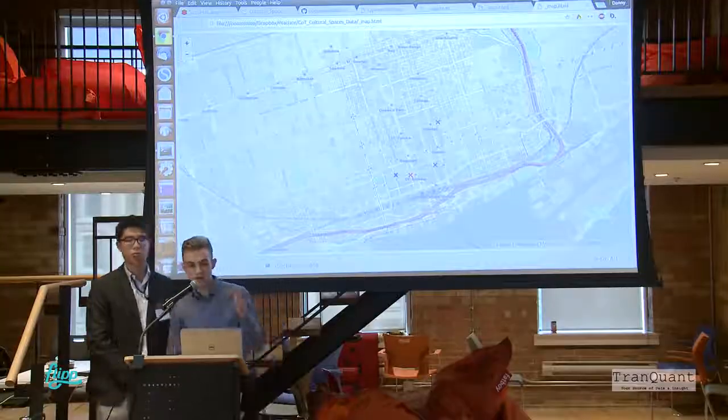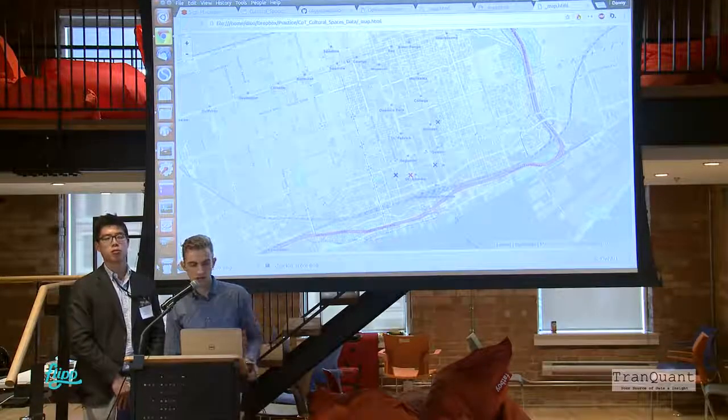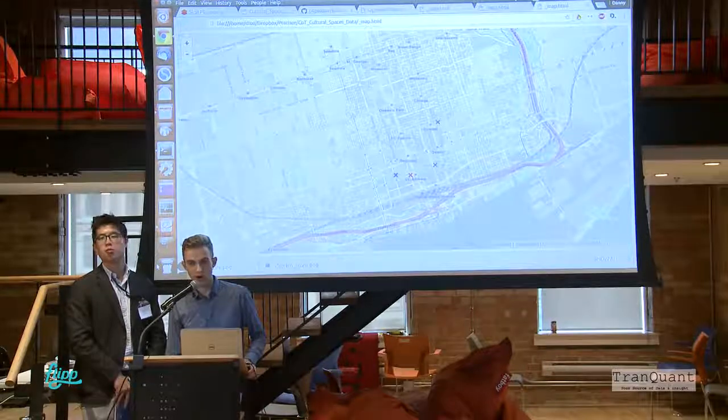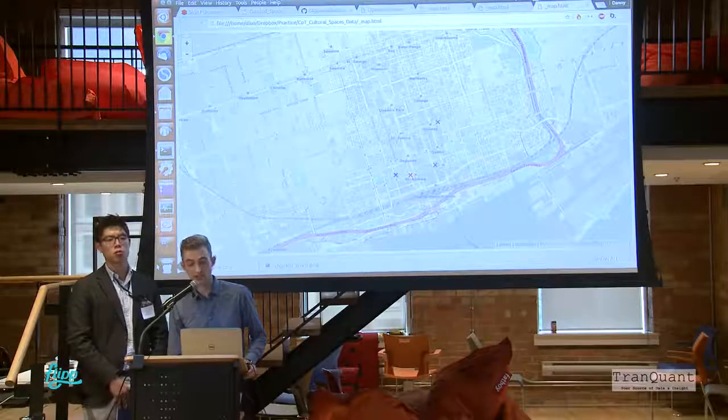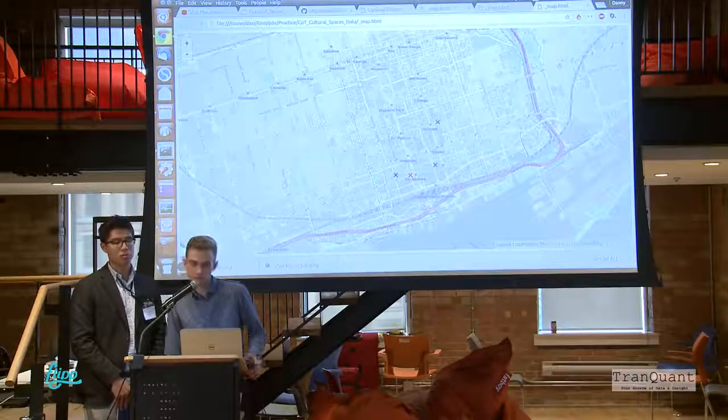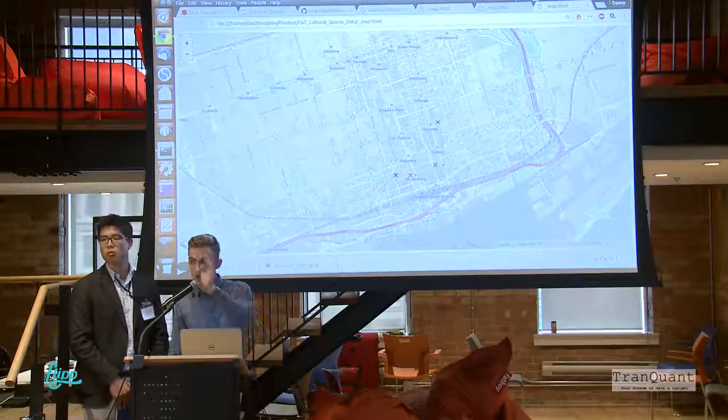Is that only subway or is it bus stops? So it's subways and bus stops. It's all kinds of stops. I guess it could make sense to apply an additional weighting to stations since they have a higher volume of people. So that's something else we could have done.